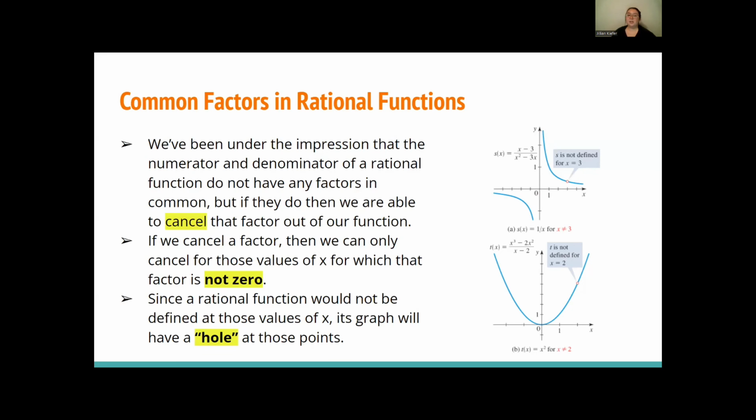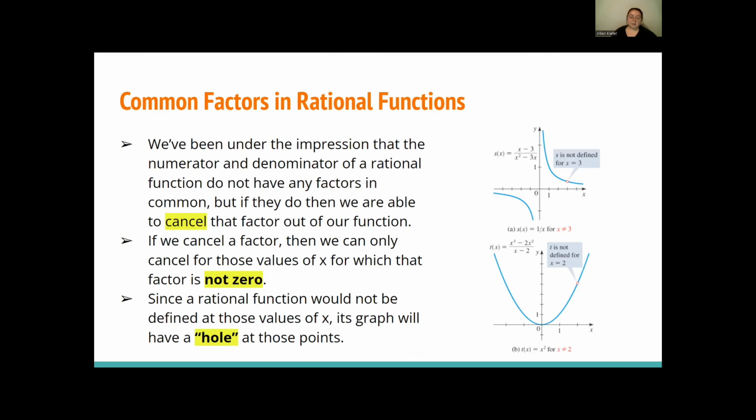So we've been under the impression that the numerator and denominator of a rational function really don't have any factors in common. But if they do, you're able to cancel that factor out of the function, just as you would any other time. And if you cancel that function, you can cancel the function for the values of x where the factor is not 0.